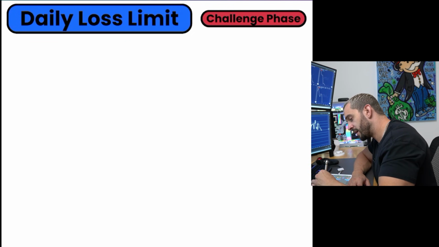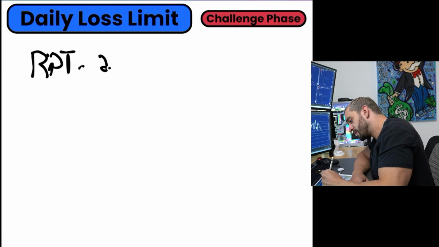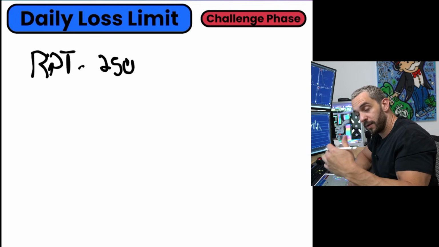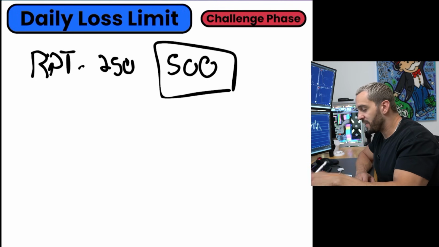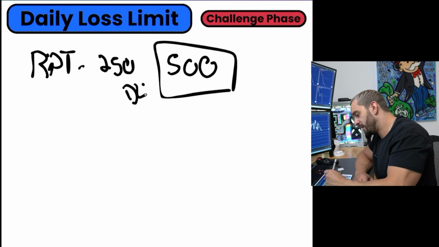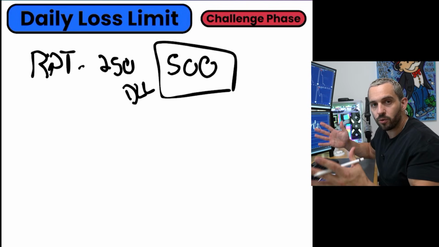The first thing I'm gonna do is, we already know this number, right? We know I'm gonna put RPT. This means our risk per trade. We know our risk per trade is $250, right? All I'm gonna do is I'm gonna double it to 500. And this is my daily loss limit. Once again, this is assuming your prop firm doesn't have one. I like this as a general rule of thumb.